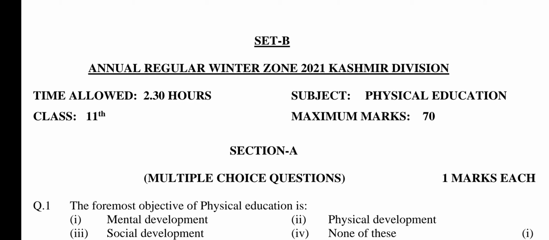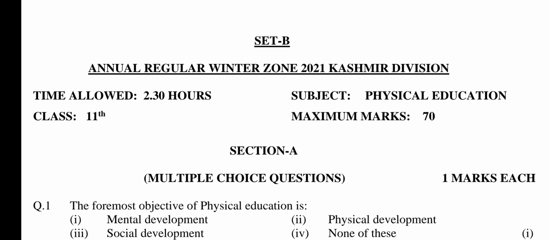Hello dear students, today I am going to discuss the Set B question paper of Higher Secondary Part 1st Subject Physical Education for the session Annual Regular Winter Zone 2021 of Kashmir Division. I hope that this question paper is helpful for the students who are going to appear during the session Annual Regular 2022 in Summer Zone of Jammu Division.